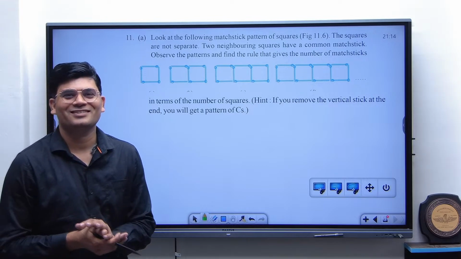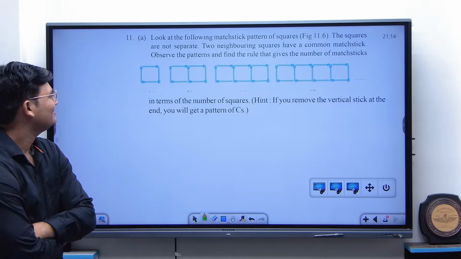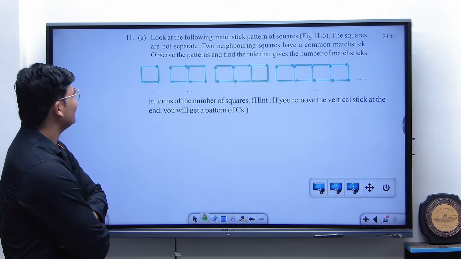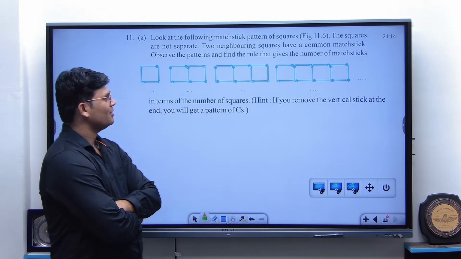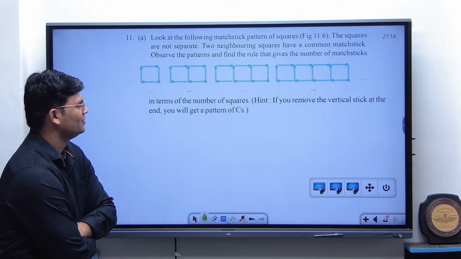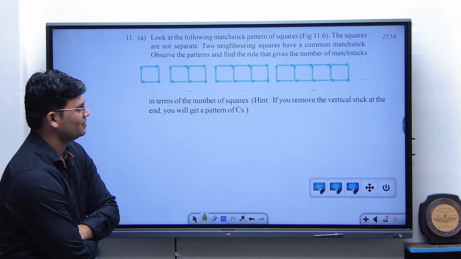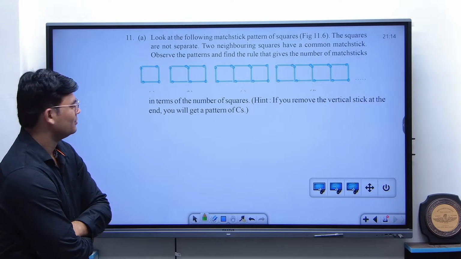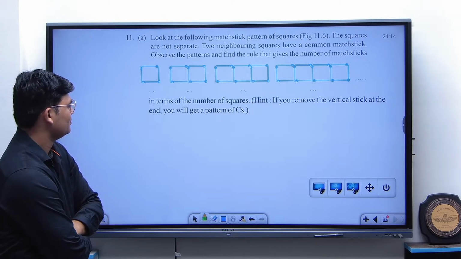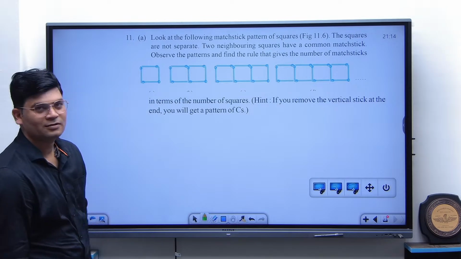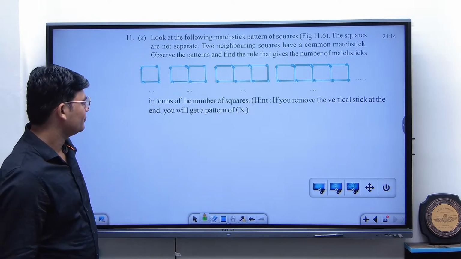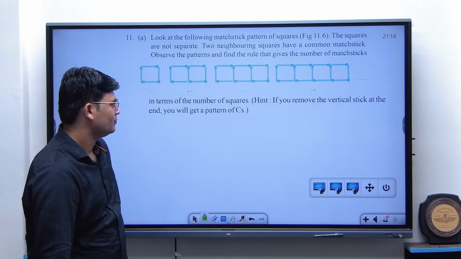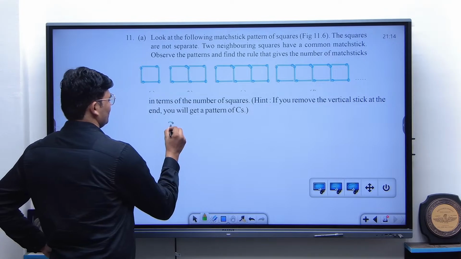Come on, read it louder. Look at the following matchstick pattern of squares, figure 11.6. The squares are not separate. Two neighboring squares have a common matchstick. Observe the patterns and find the rule that gives the number of matchsticks in terms of squares. Hint: if you remove the vertical stick at the end, you get a pattern of C's. So it will be 3n plus 1 sticks.